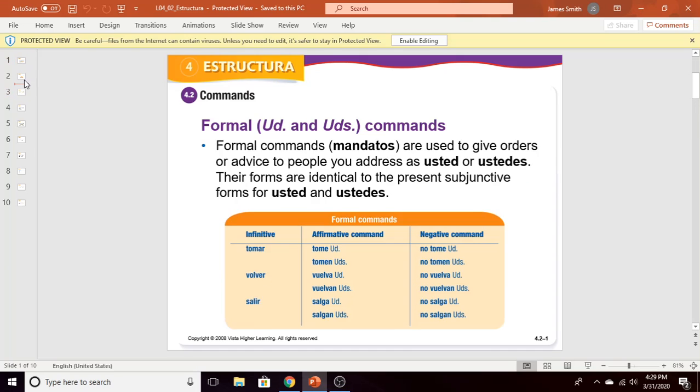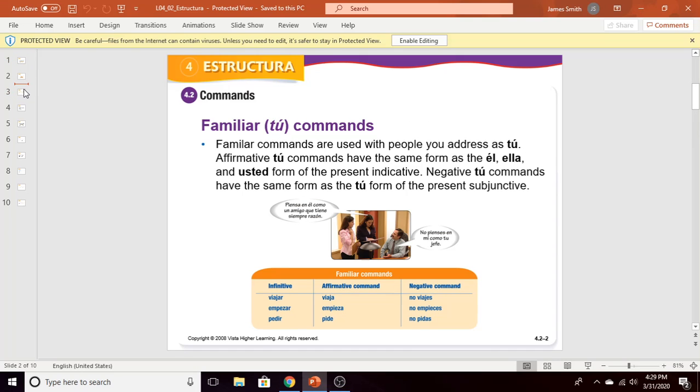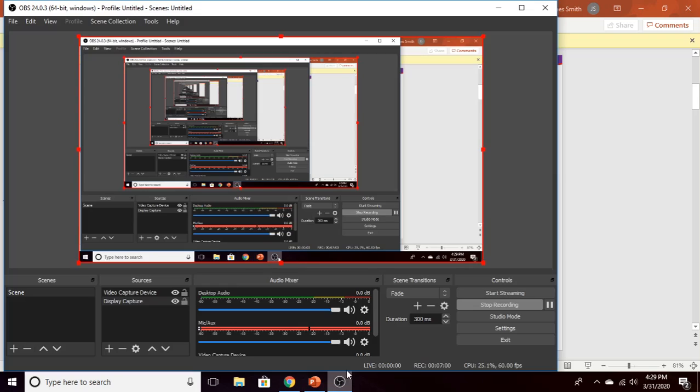These three slides are really the bulk of it. But the short answer is you can only command people you're talking to. Most commands, except for the weird familiar tú commands. Affirmative tú commands are where it gets weird. All the rest are in the subjunctive.